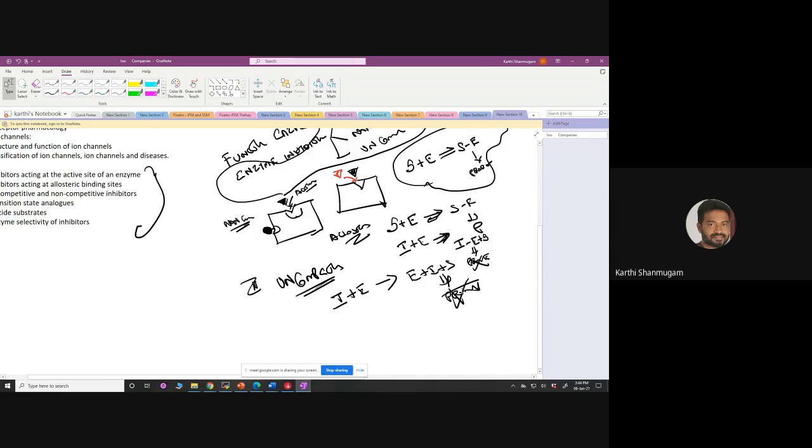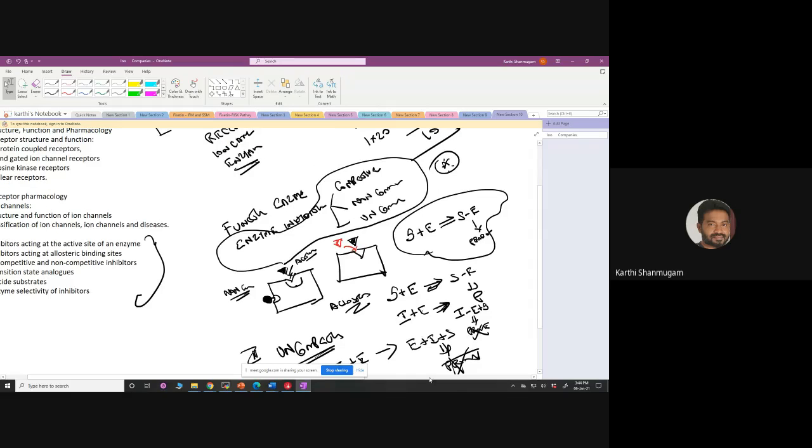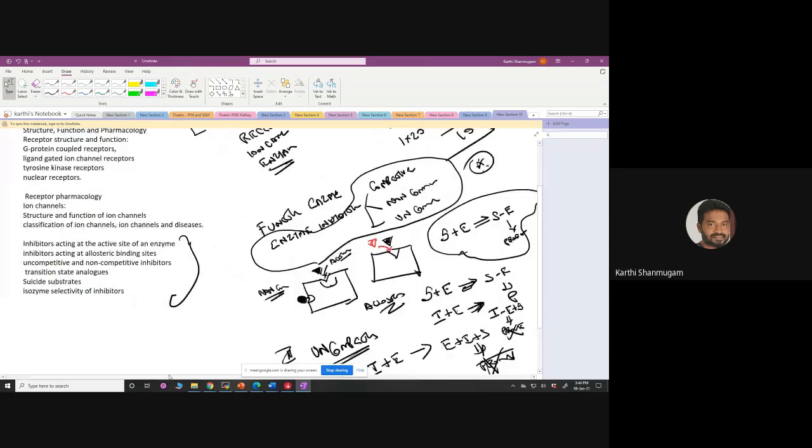So for the examination point, again I repeat, this is very, very important. We can expect some questions out of enzyme inhibition: either competitive inhibition, non-competitive inhibition, or uncompetitive inhibition. So that's what you have to prepare in this.